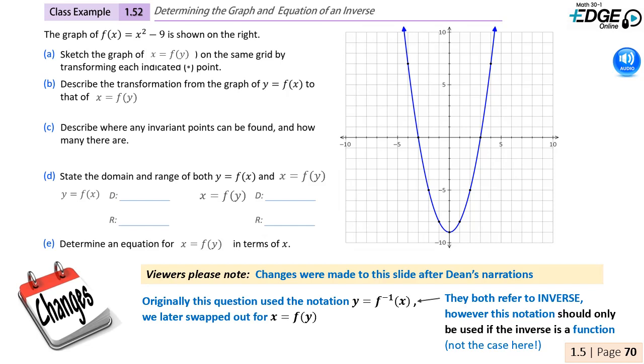Class example 1.52 asks us to determine both the graph and the equation for the inverse to this quadratic function. Now this example is like others we've done, so you'll likely want to try it on your own before clicking through the animations.